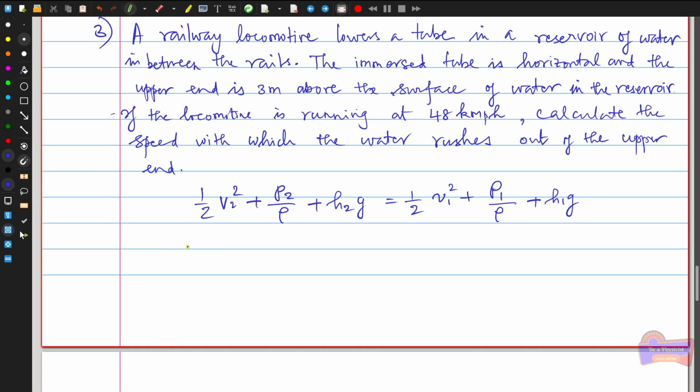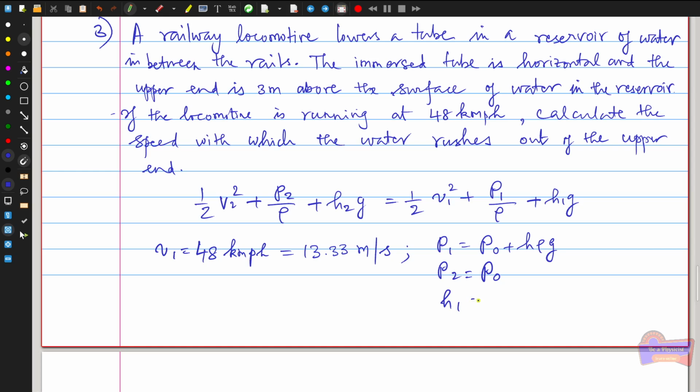In this, we know some of the quantities. V1 is 48 kilometers per hour, which in meters can be written as 13.33 meters per second. P1 is equal to P0 plus H times rho into g, because we have to take the atmospheric pressure into the calculation. Similarly P2 is equal to P0, since the tube end is out of the water, so we only take atmospheric pressure for P2. H1 is equal to 0, that is the reference point, and H2 can be written as H plus 3 meters. We have to find out what V2 is.